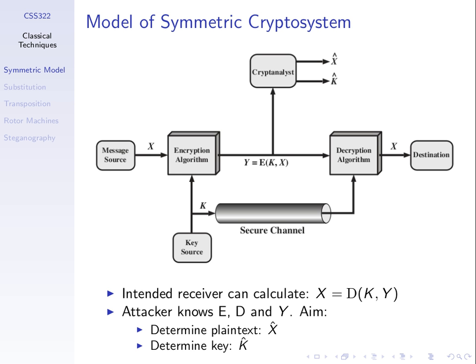The attacker, the cryptanalyst here, wants to determine the plain text and preferably the key. The plain text is nice to know because we need to know the plain text of that one ciphertext. But if we can learn the key, then we can decrypt all past ciphertexts and all future ciphertexts. So the attacker really wants to find the key as the ultimate goal.